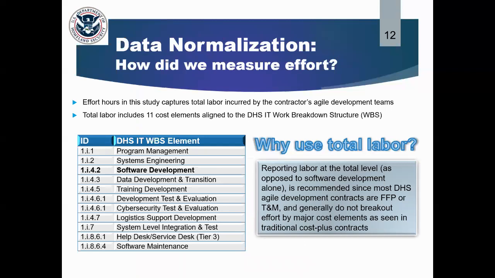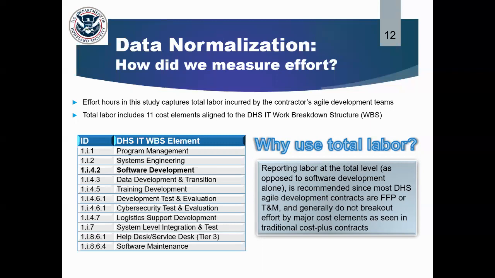So I said earlier that collecting the data was the most challenging task, but the second worst was normalizing the data. One challenge that we faced was how do we measure labor hours? Measuring labor hours for Agile, what I found the hard way, is very different from what you are accustomed to see from DoD and industry. In this study, we captured the total labor incurred by the Agile contract developer, which includes the 11 elements shown here. That is above and beyond what you get in traditional models that only include software development labor.